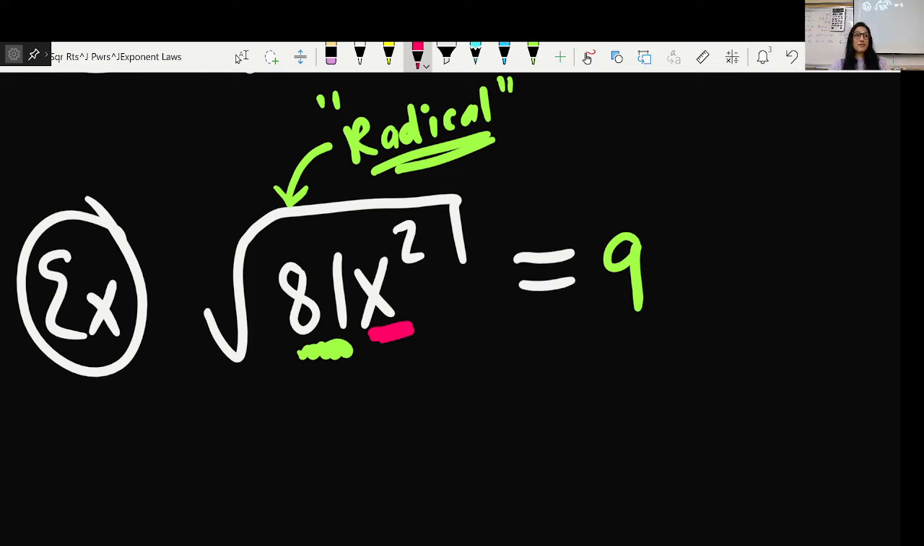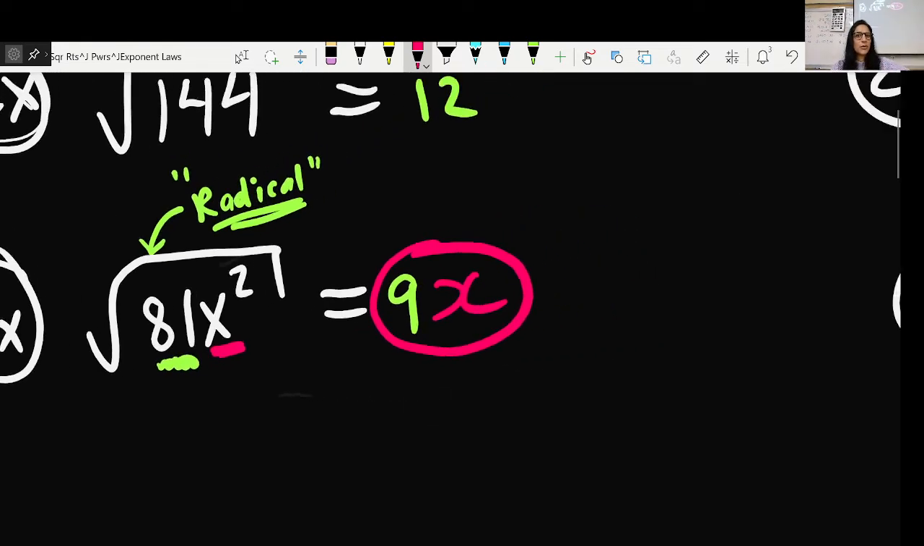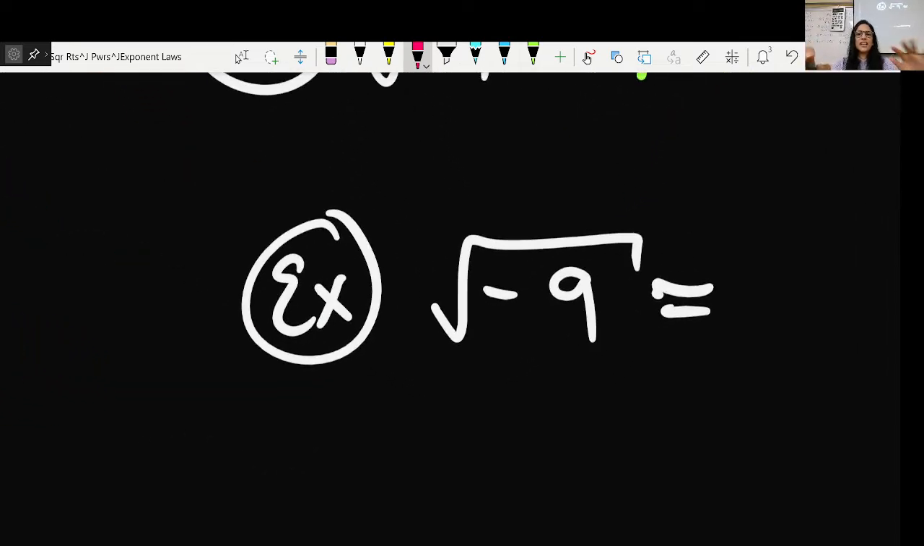That I don't know if you've done before. Have you? What times itself gives me x squared? So what is the square root of x squared? X. So the square root of 81x squared would just be 9x. So it's kind of like you can treat them separately, but then we put it together in the end. Questions about that? Is this review for some of you? Some people it is, and some people it's new. No problem. Good?